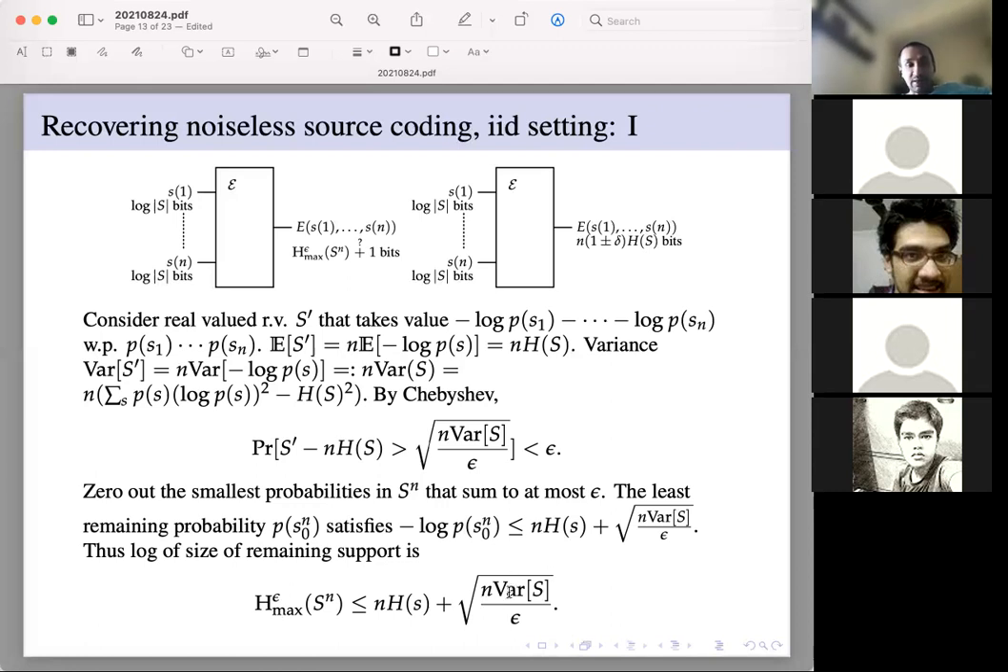And what are the parameters? So I get this var of s, which is the variance of the probability distribution, and then there is a mild dependence on the error probability of decoding, epsilon. Okay, so this already we can see with very elementary techniques, we are learning something new.